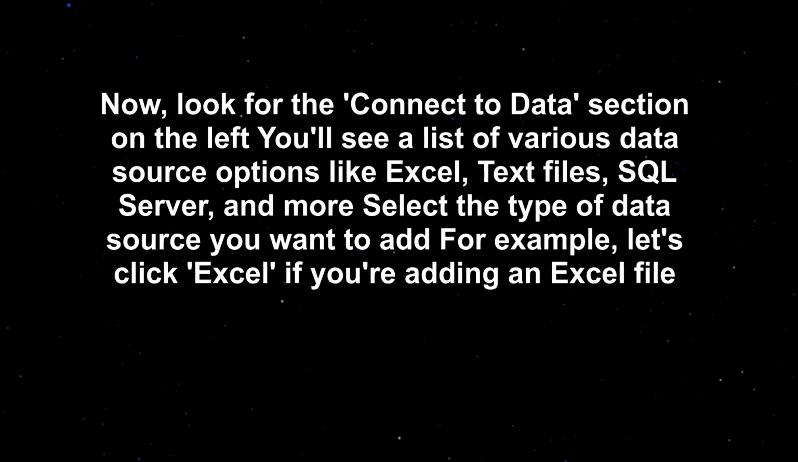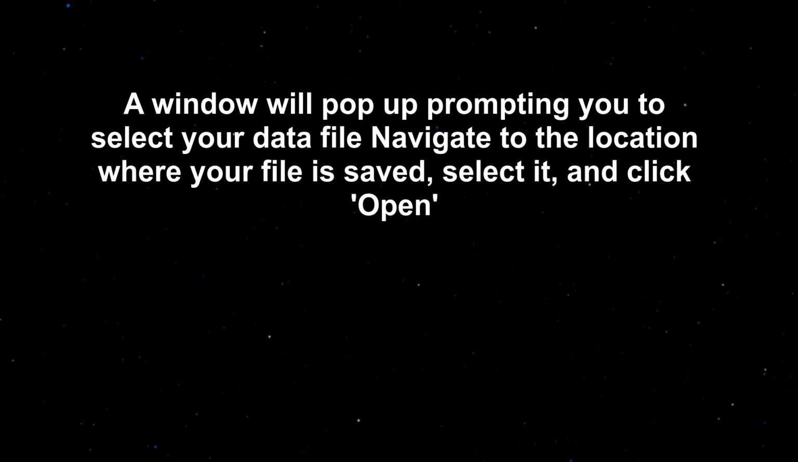On the left you'll see a list of various data source options like Excel, text files, SQL Server, and more. Select the type of data source you want to add. For example, let's click Excel. If you're adding an Excel file, a window will pop up prompting you to select your data file. Navigate to the location where your file is saved. Select it, and click Open.